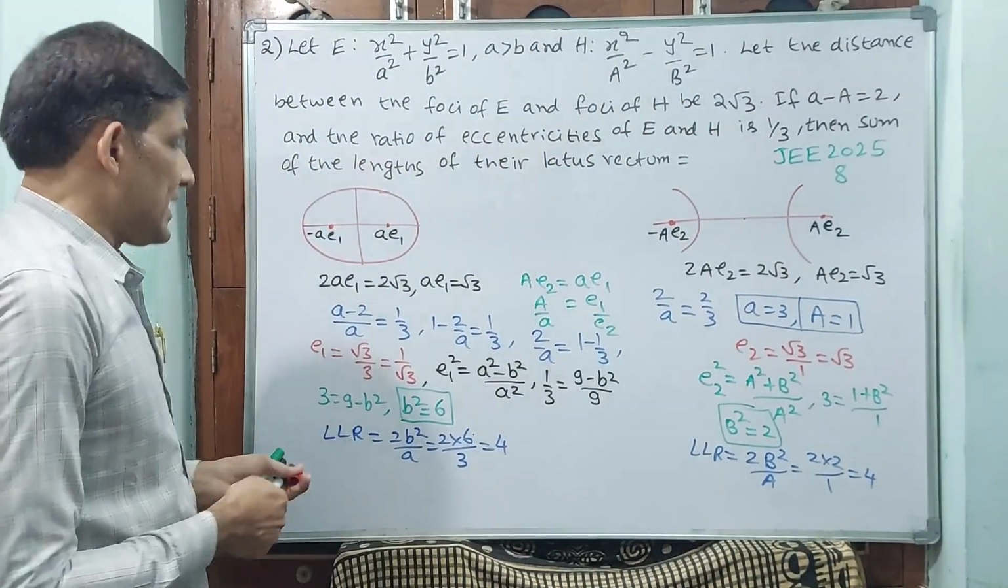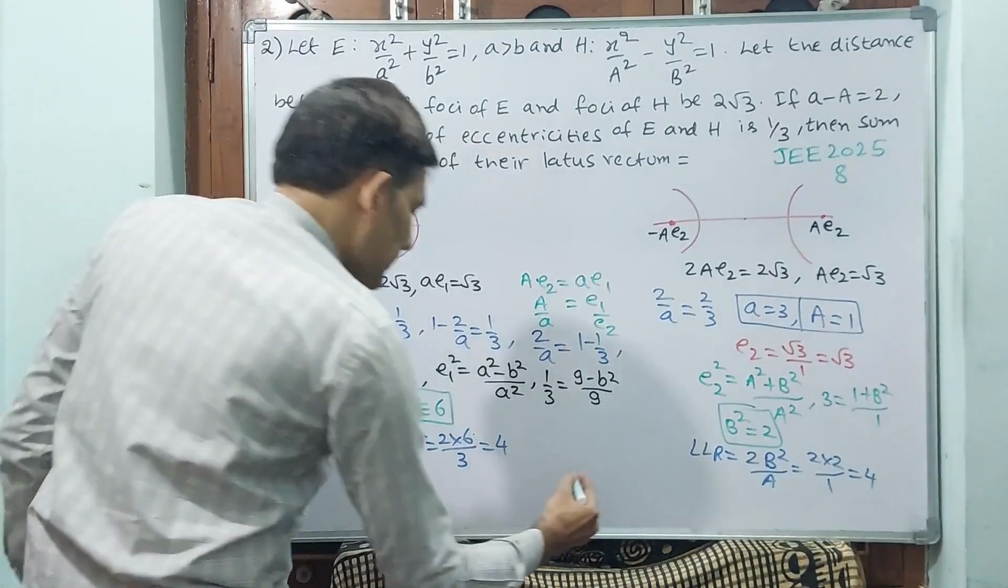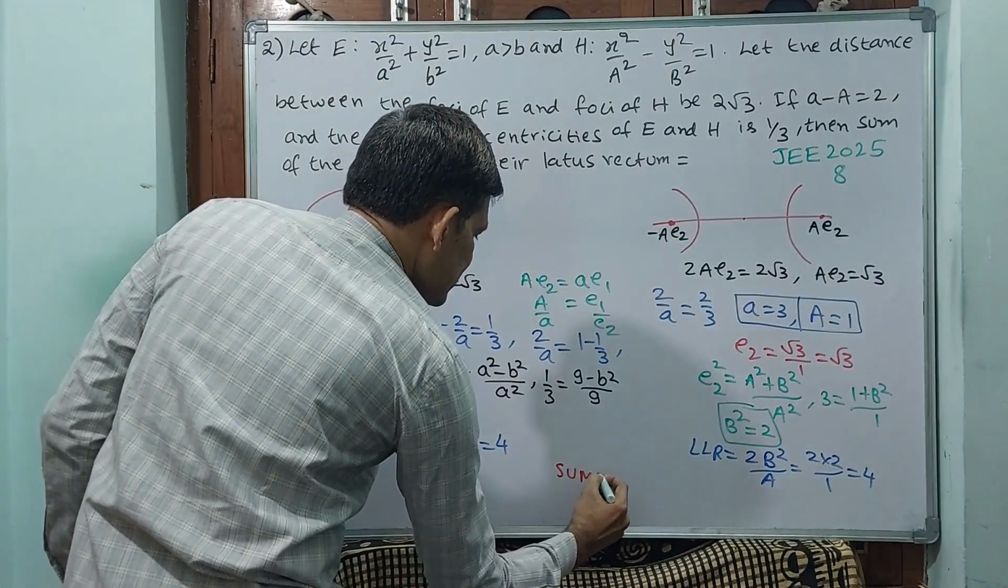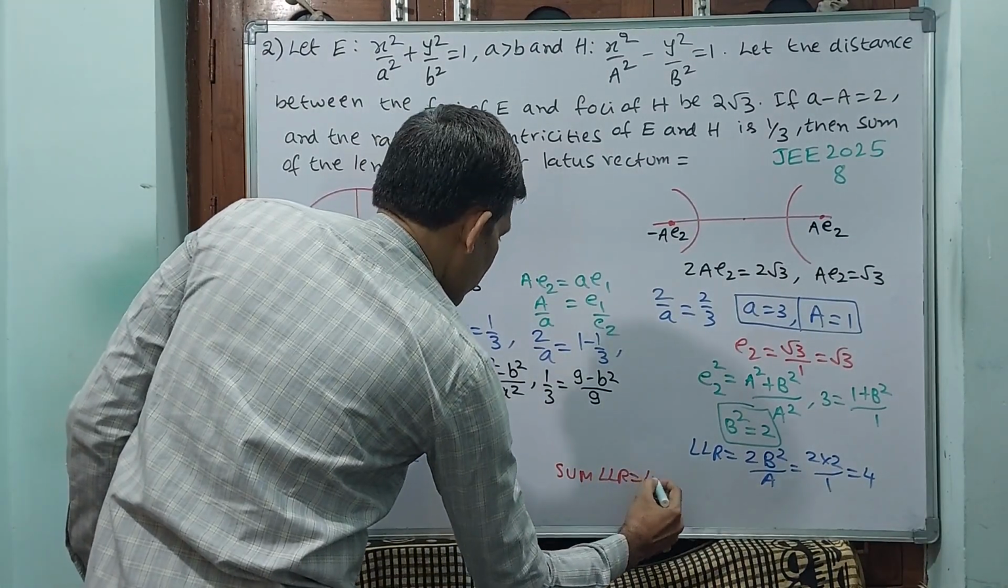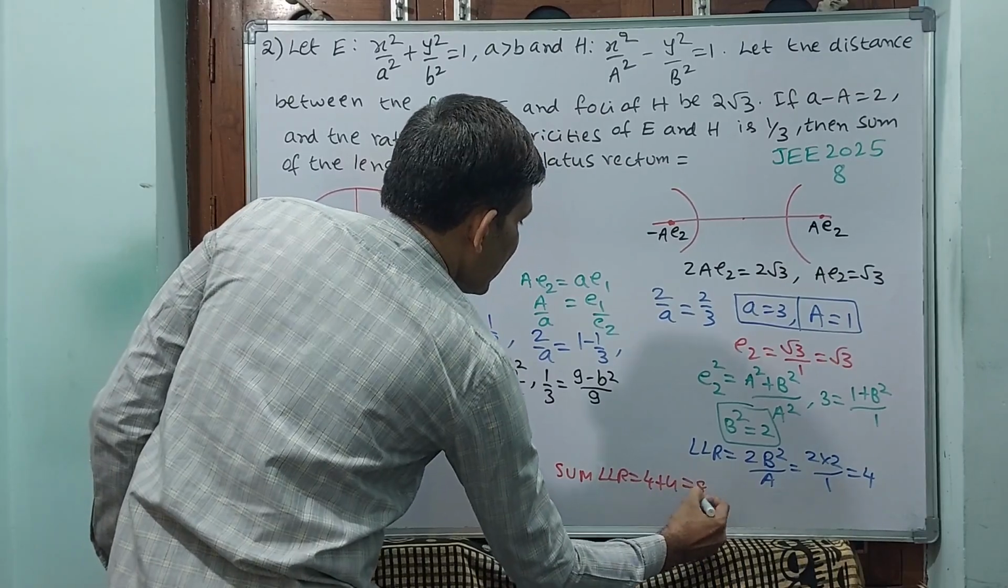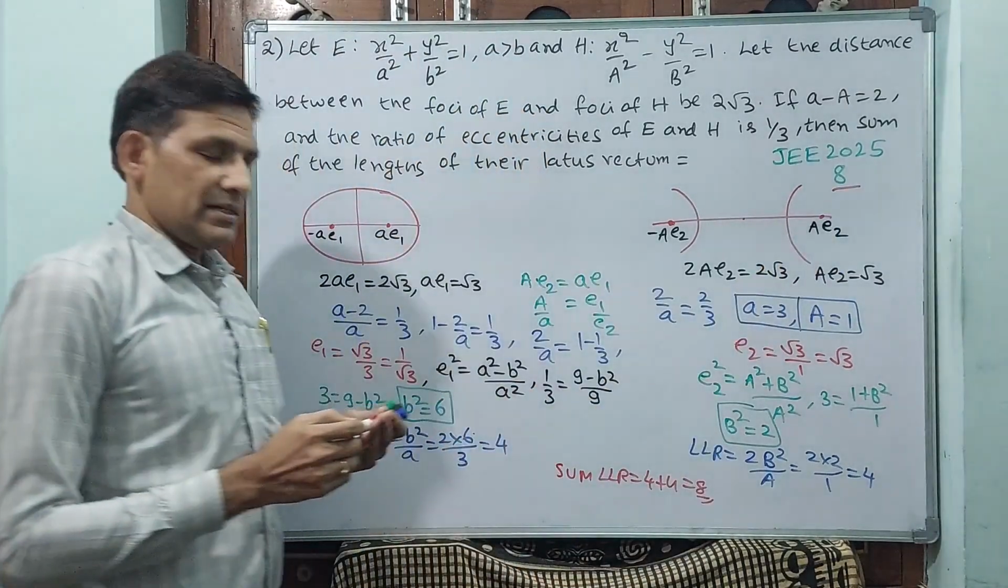Now, what is the final answer? The sum of the lengths of the latus rectum. So sum of LLR is equal to 4 plus 4, that is equal to 8. 8 will be your answer. Let us go for the next question.